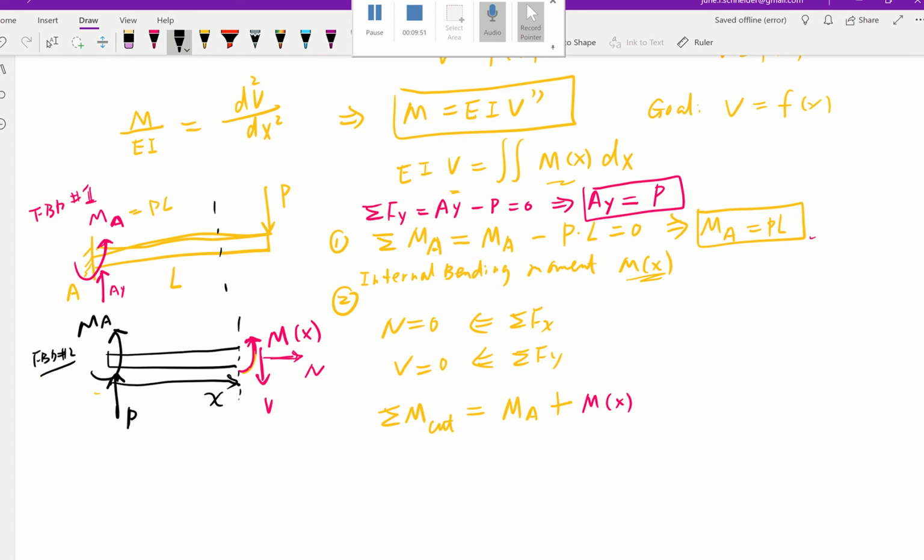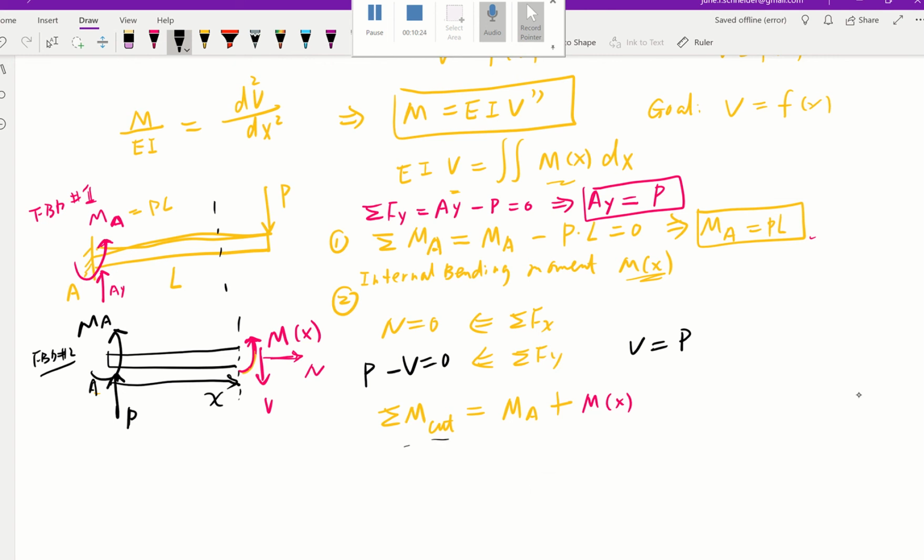Sorry about that. So now go back to look at this one. My V is actually not right. For the Y direction, the correct version is I have this P at point A, and we also have minus V equal to 0. Then from here, I get my V is equal to P. Okay, good. Now, however, what we're really curious about is internal bending moment.